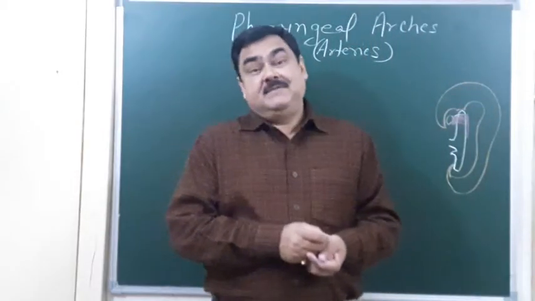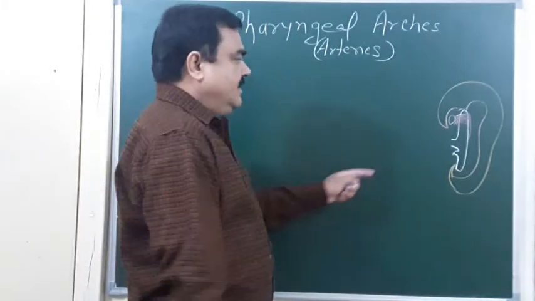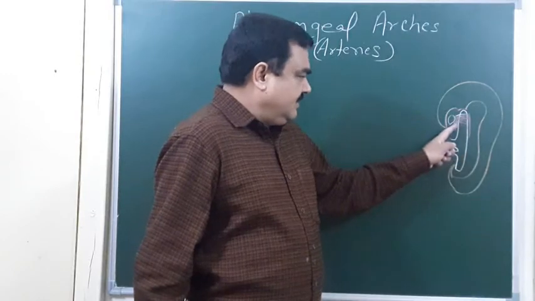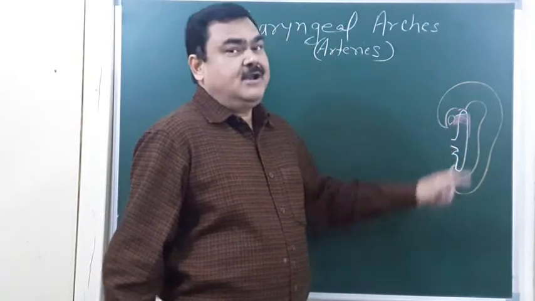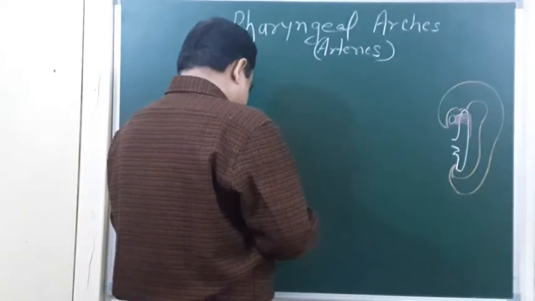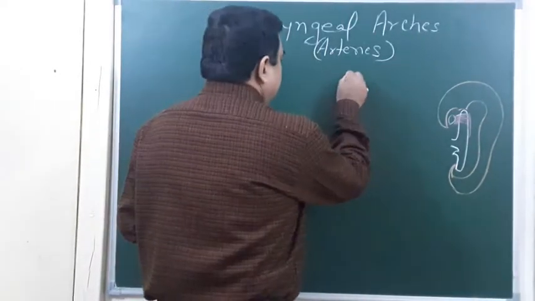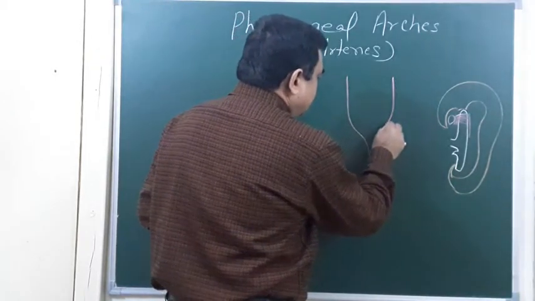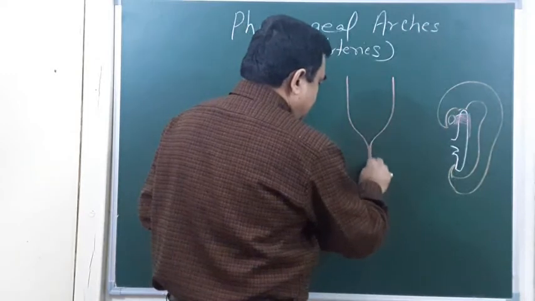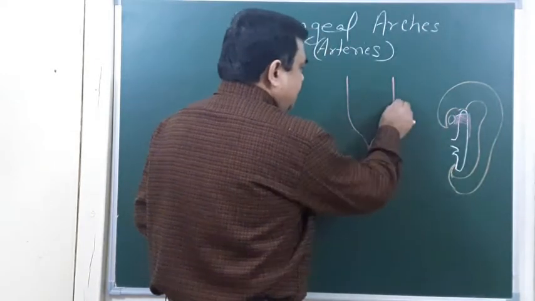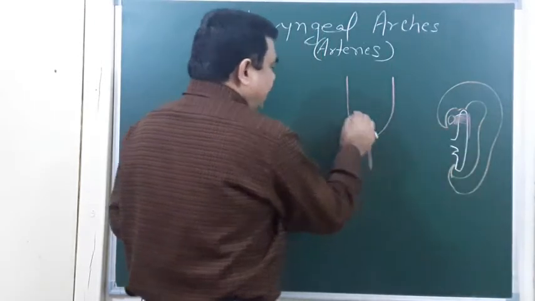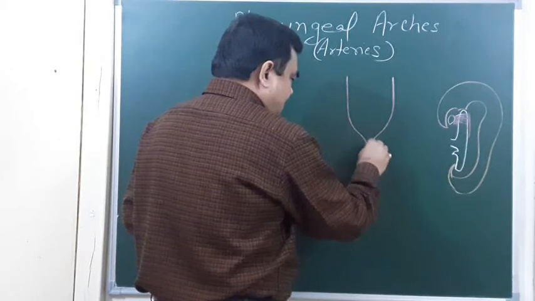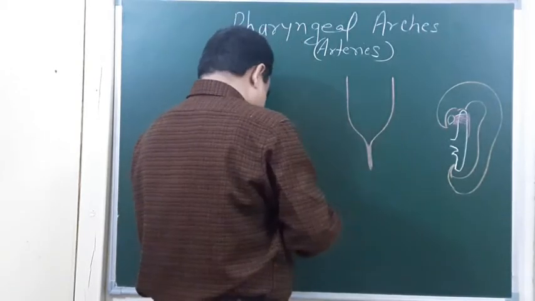Now discuss about the derivatives of the pharyngeal arches. Here you can see, these are the pharyngeal arches. Here is dorsal aorta, here is aortic sac and ventral aorta. If you see, these are two ventral aorta, and here they join to form the aortic sac.